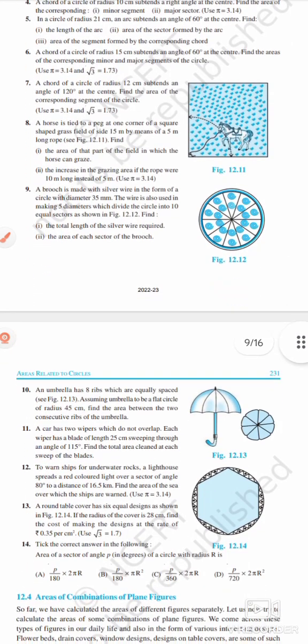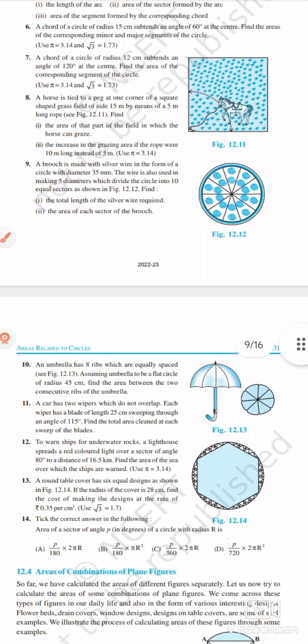A chord of a circle of radius 12 centimeters subtends an angle of 120 degrees at the center. Find the area of the corresponding segment. As simple as that, very simple. Root 3 is 1.73, it's given to you.